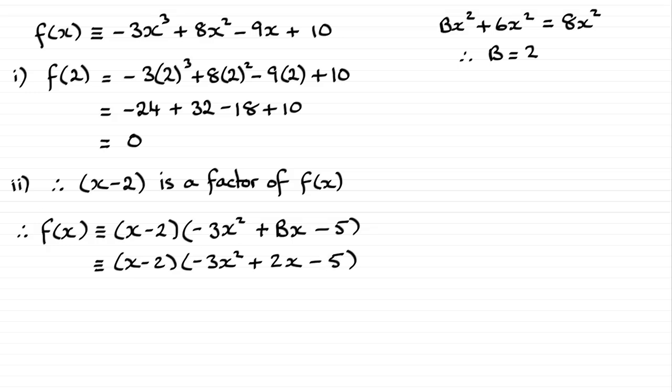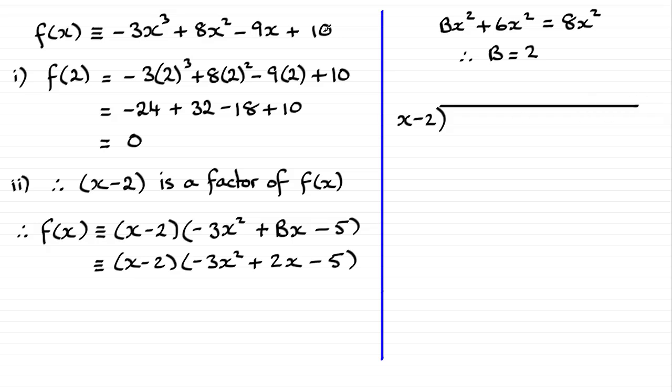Now, I did say that there was another way that we could do this. I'll just border this off, by the way. The other way is to do algebraic long division. You might prefer that. We know that if we were to divide x minus 2 into our cubic expression here, let's just copy it down, minus 3x cubed plus 8x squared minus 9x plus that 10, we should end up with our quadratic factor. So I'm going to do algebraic long division.